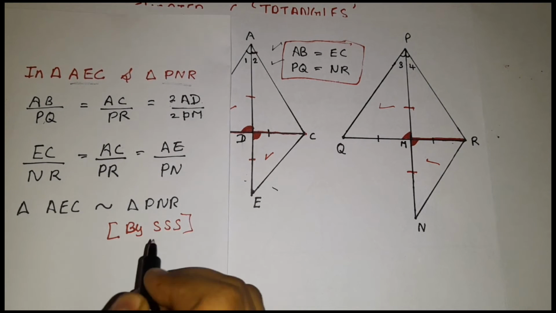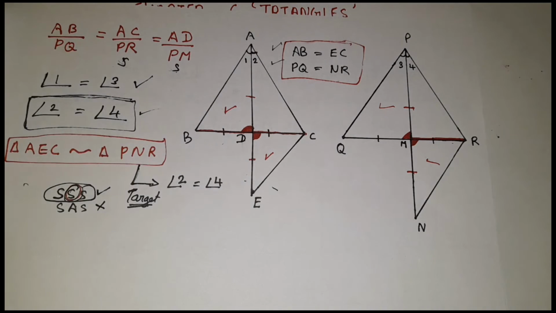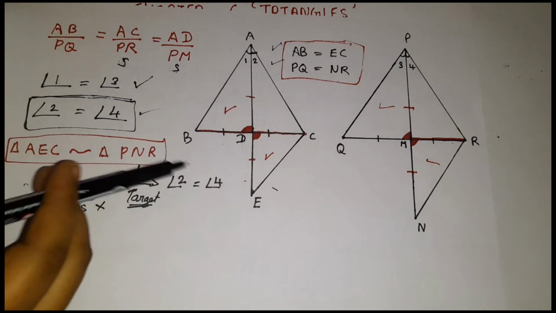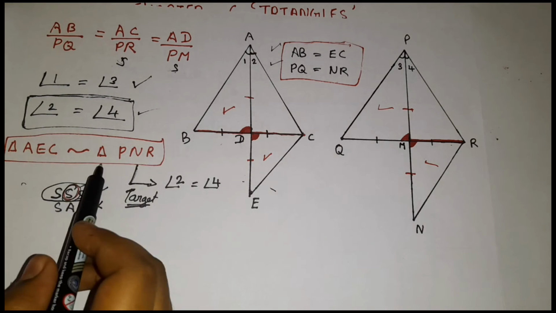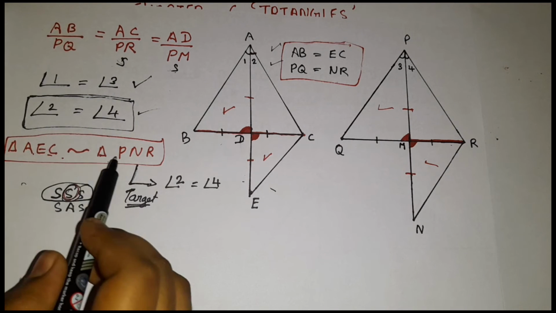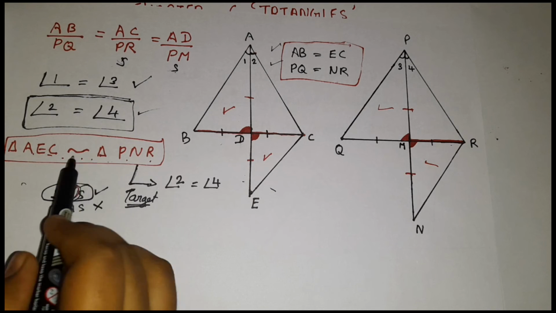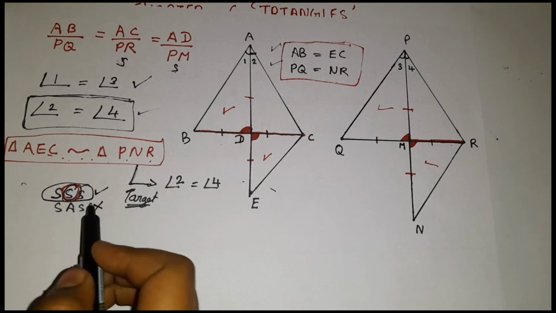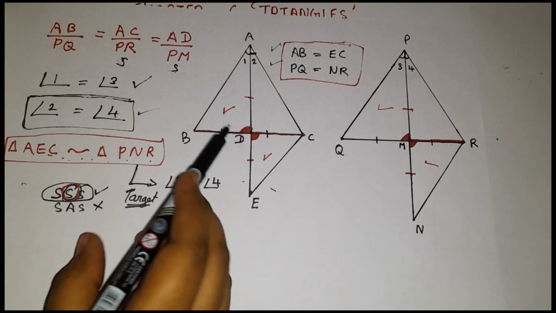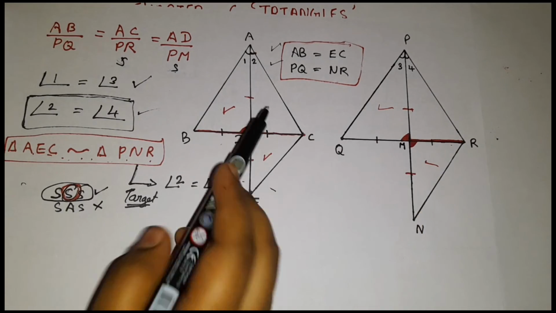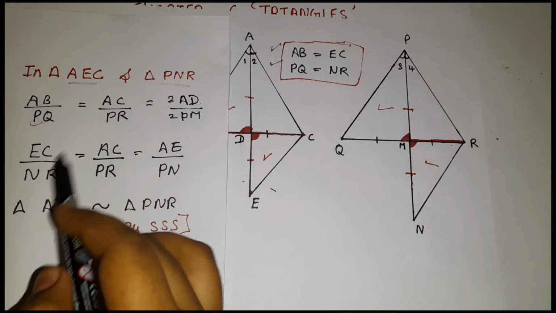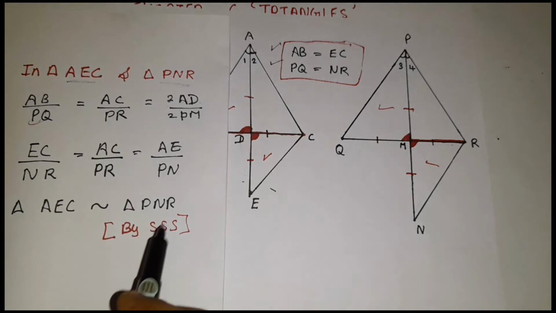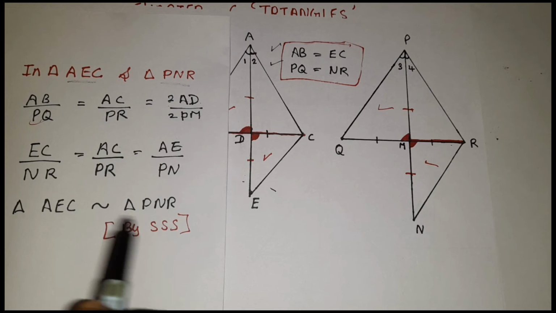Now I hope you know why I proved congruency. Because for proving AEC is similar to PNR, one side was missing. Just because I proved it as congruent, I got these values. Now I substituted the values here, am I right? Just because of that, I am able to prove it is similar by SSS.